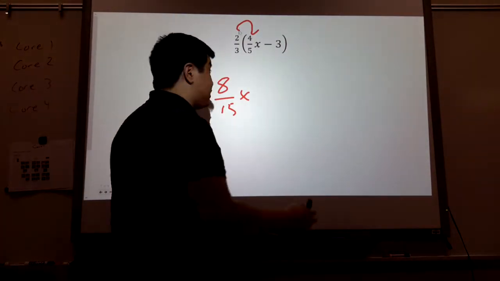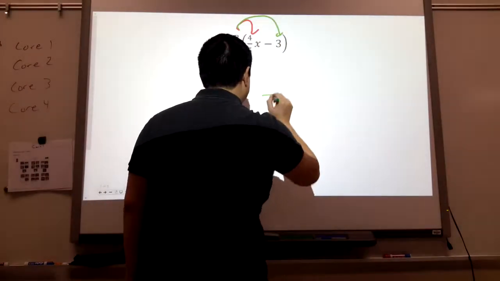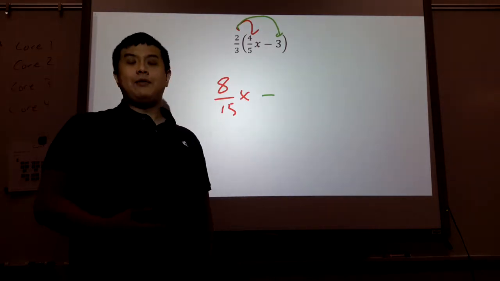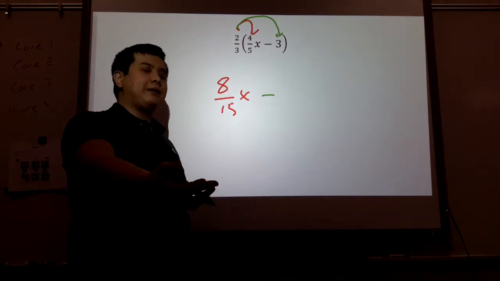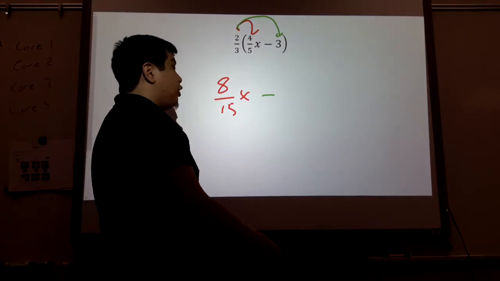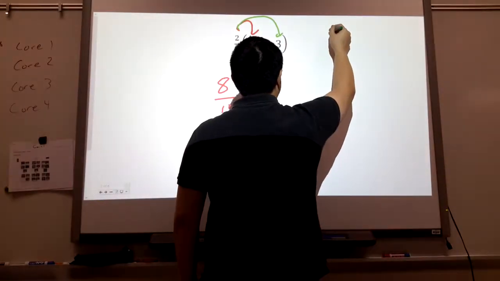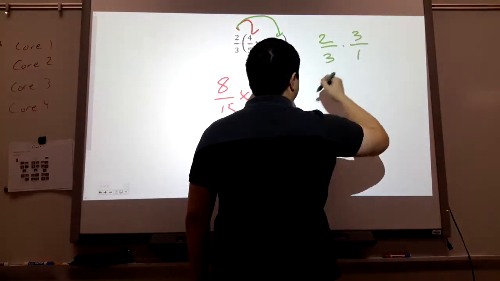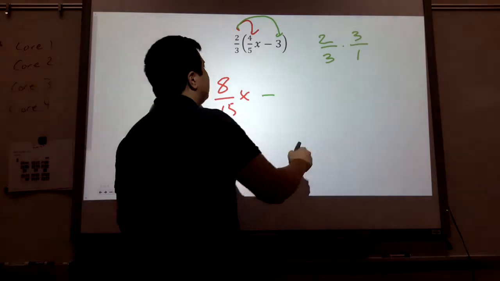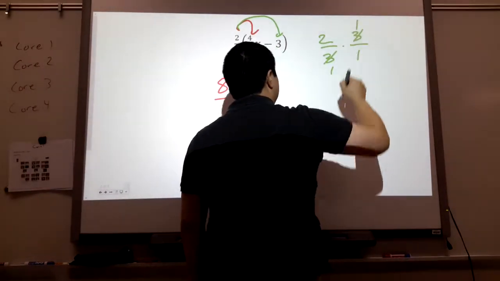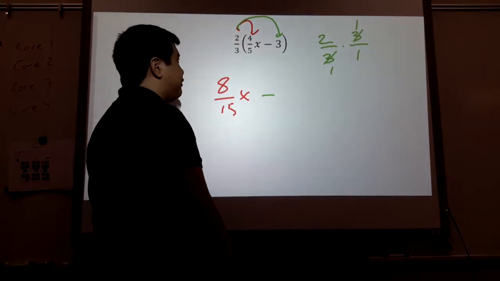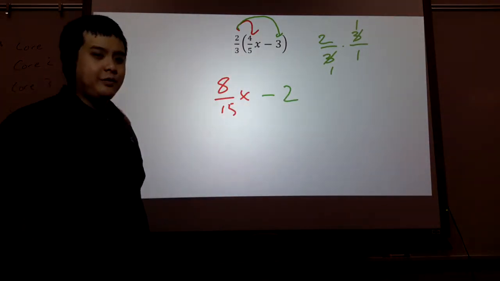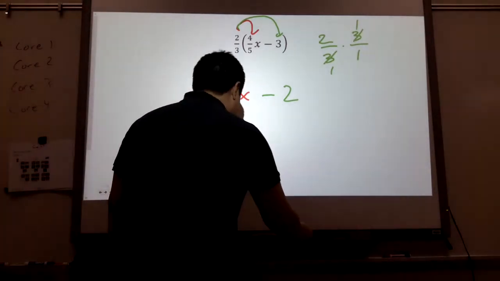Next, we're going to distribute to the second term. We're going to keep the subtraction sign, and then we're going to do 2/3 times 3. Now remember that when multiplying a fraction by a whole number, the whole number is actually a fraction. This 3 is actually 3 over 1, so what we're doing is 2/3 times 3 over 1, and lucky for us, we can cross cancel. Because 3 goes into 3 once, and 3 goes into 3 once. So therefore we end up with 2 over 1, which is in fact the same thing as 2. So the simplified version of this is 8/15 x minus 2.